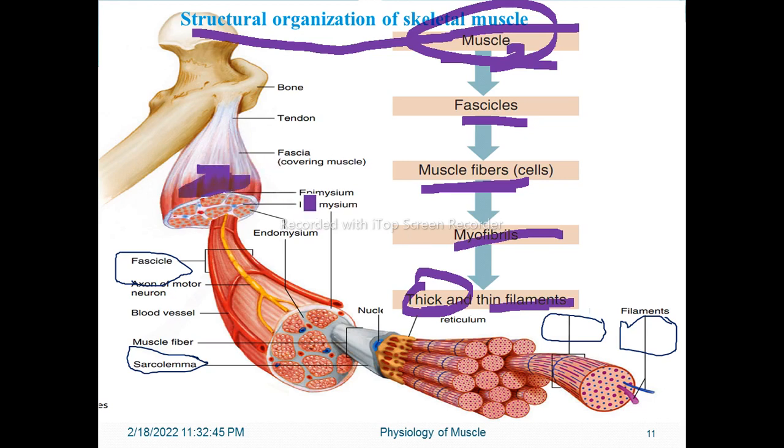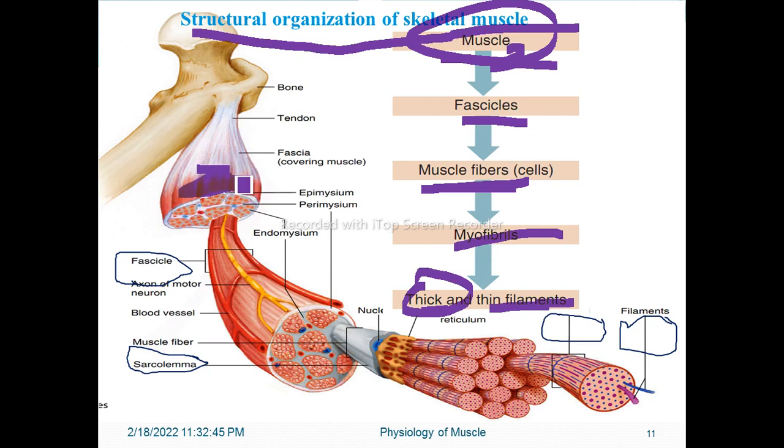When we come to the whole muscle, it has three layers. Epimysium is the outer layer, then perimysium, and endomysium. From outer to inner: epimysium, perimysium, and endomysium. They are connective tissue, which is important to separate one muscle from the other.